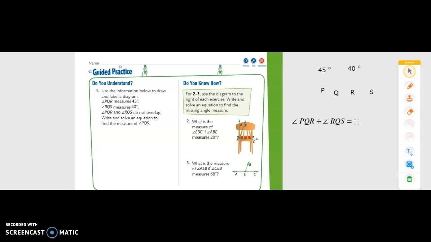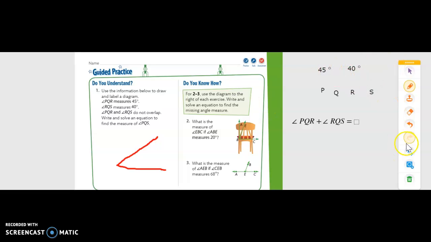So I'm going to start with drawing my diagram. And you guys are going to have to forgive the drawing because this is kind of difficult on my computer. So we've got angle PQR is 45 degrees, and I know that's half of a right angle. So that looks something like this.